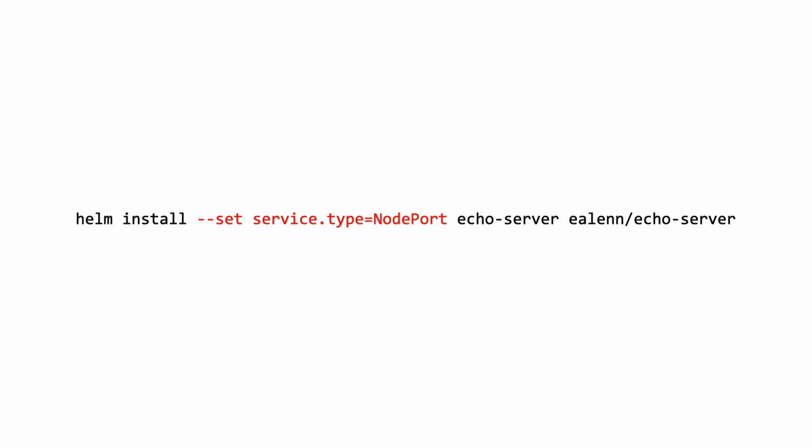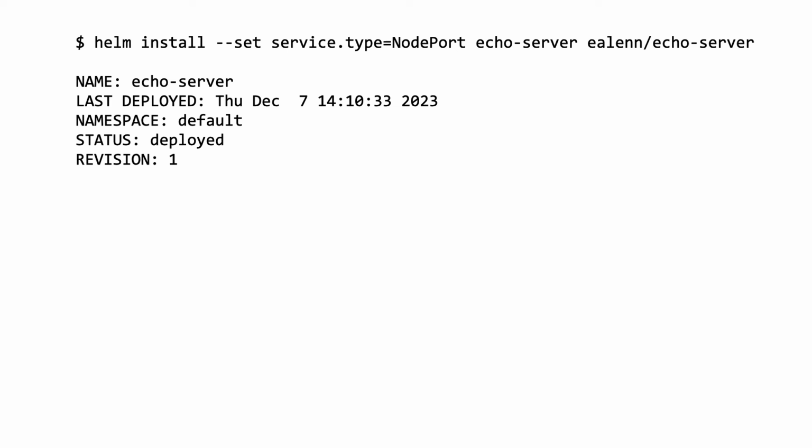We're overriding the configuration not through a values.yaml file, but just by an explicit set. We're going to set the service type to NodePort so we can take advantage of that port forwarding again. And when the helm install command is run, again, you'll see some familiar output, a confirmation that the helm install succeeded.